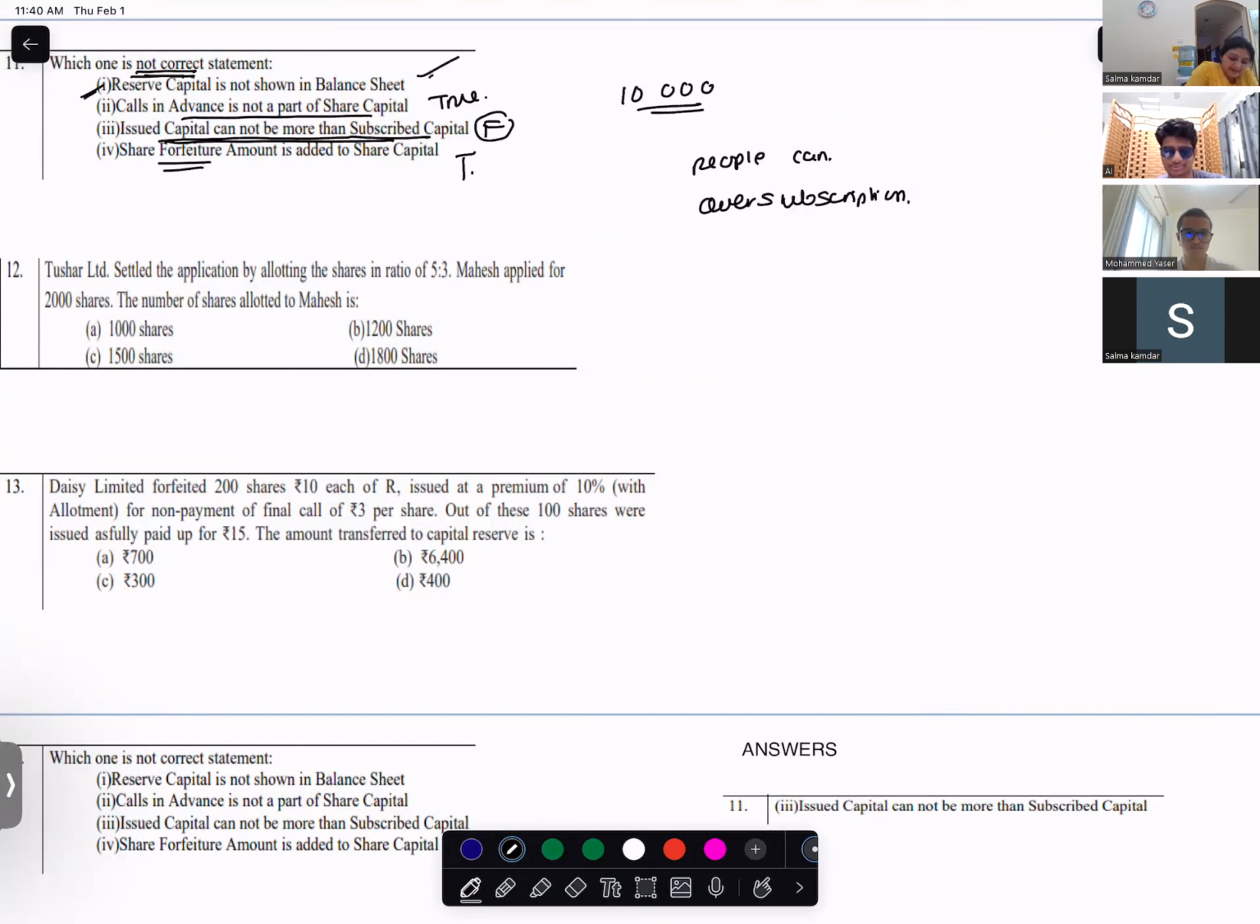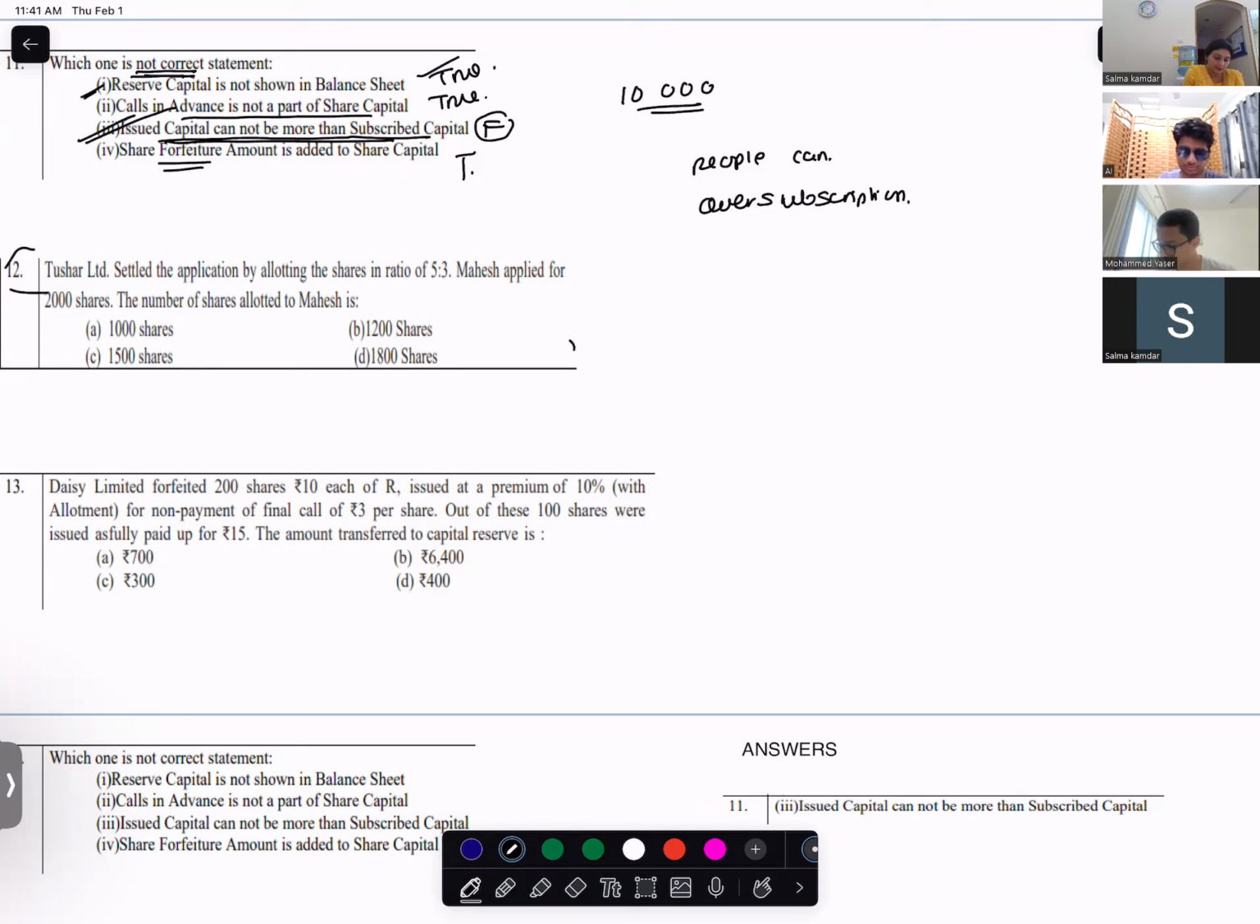Reserve capital is shown in the balance sheet. Even this is true. What is reserve capital? Reserve capital is kept for the future use of the business, if there is any loss or a dissolution. It is a capital that you can use only at the time of dissolution. So that is also shown in the balance sheet. So our answer is option number 3. Are you with me? Yes, ma'am.